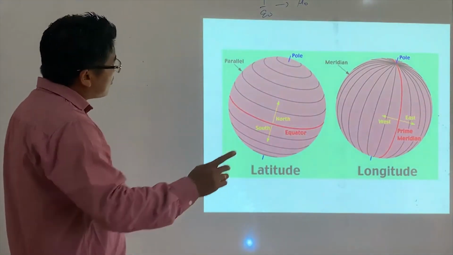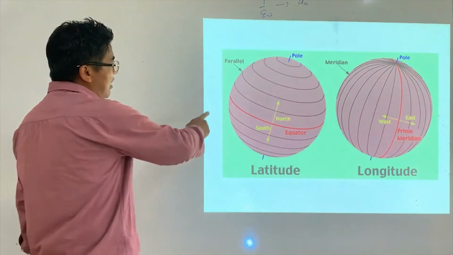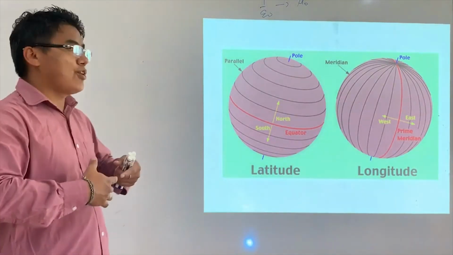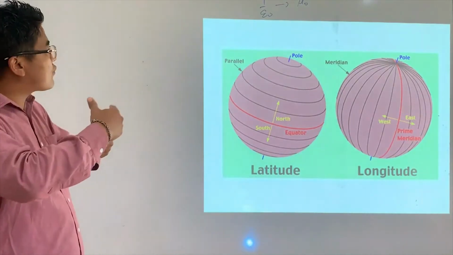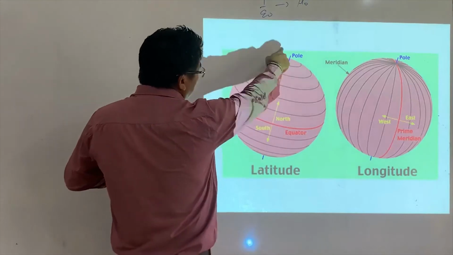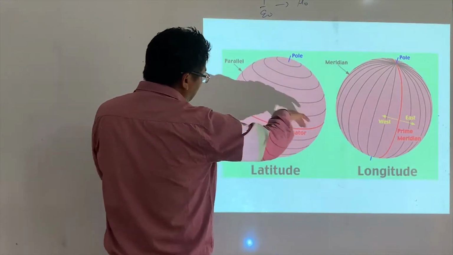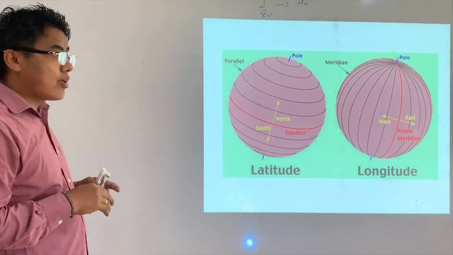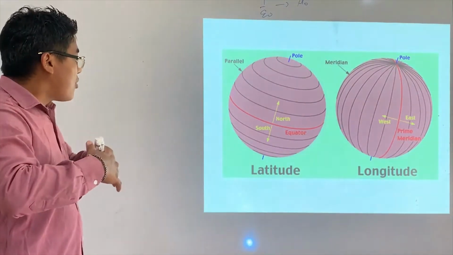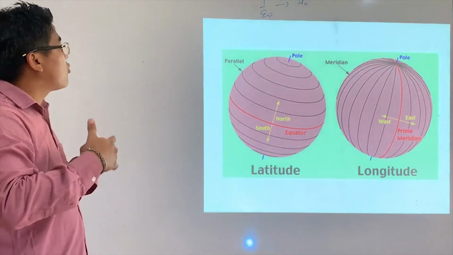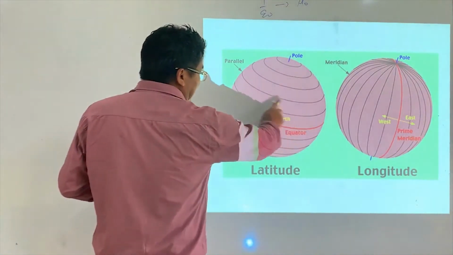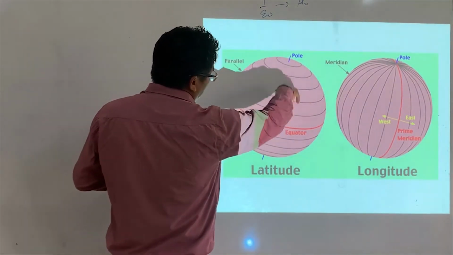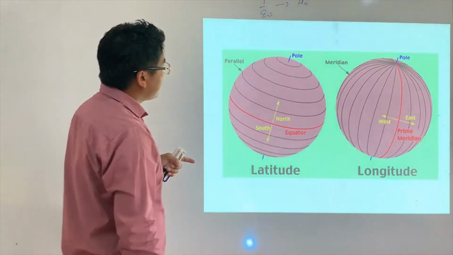Latitude is a circle. When we talk about latitudes, the circles go from south to north. The biggest latitude is what we call the equator, which divides north and south. So latitude gives you north and south. The equator is the center latitude, or the biggest latitude. Anything above the equator is north, below is south.